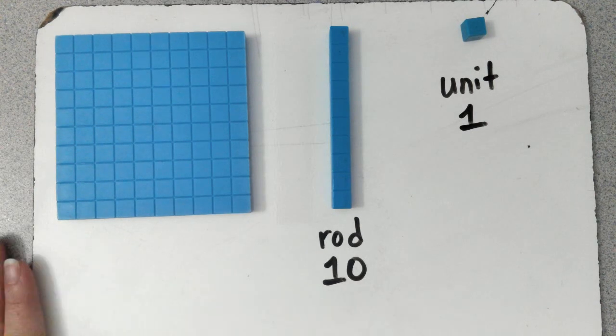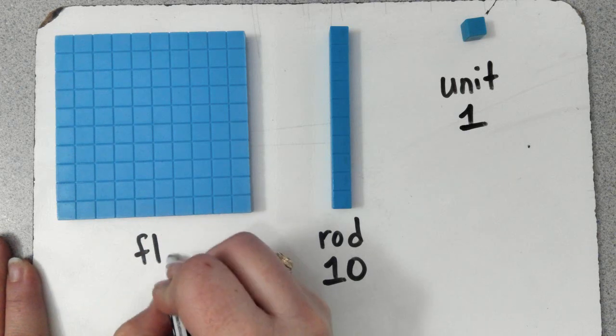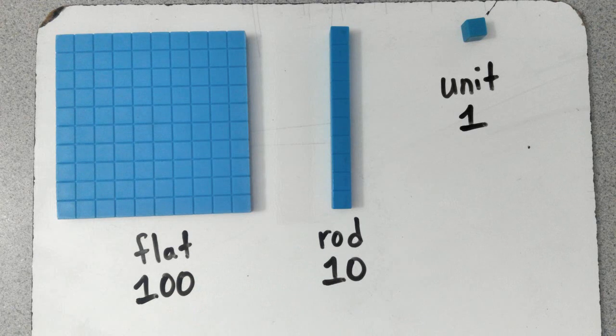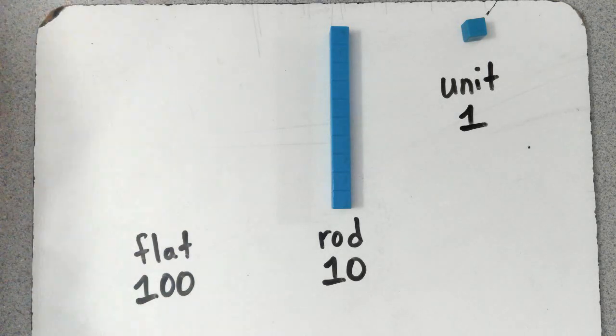And then this guy is a flat. And its value is 100. So there are either 100 individual units in it, or we can see the 10 actual rods. Now these are great, and the kids use them and love to work with them and manipulate them, but as we get into bigger numbers in second grade, pretty much over 100, it's really a necessity to be able to draw these out instead of actually using the physical manipulative. And so I want to show you what that looks like.